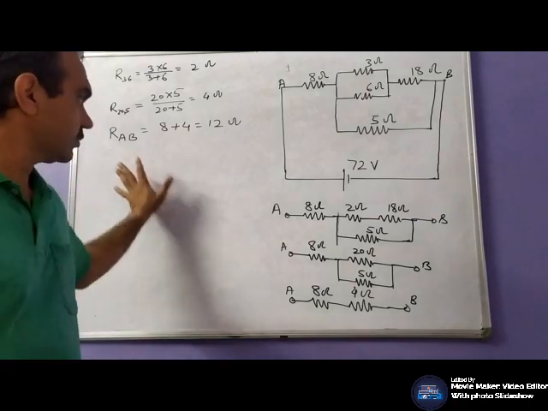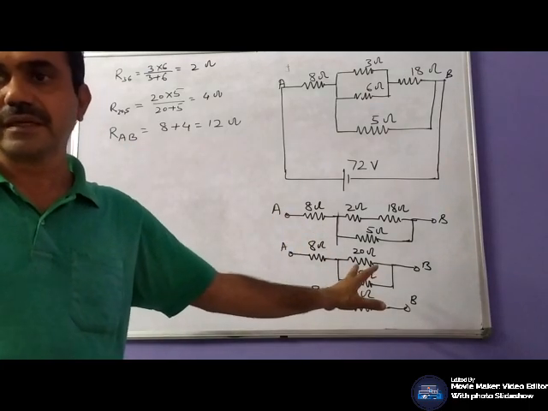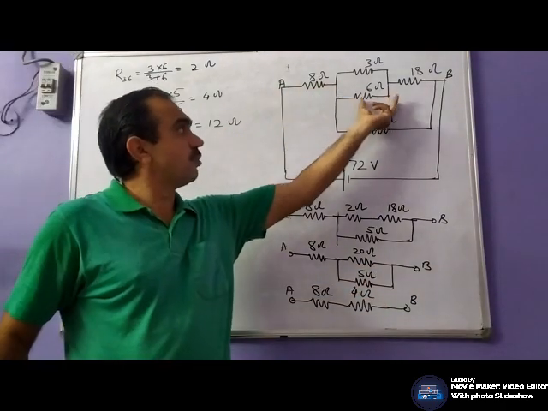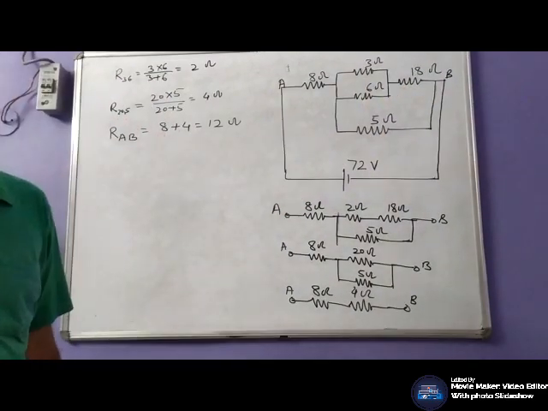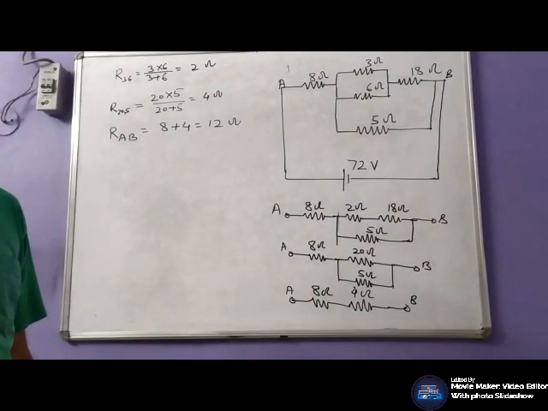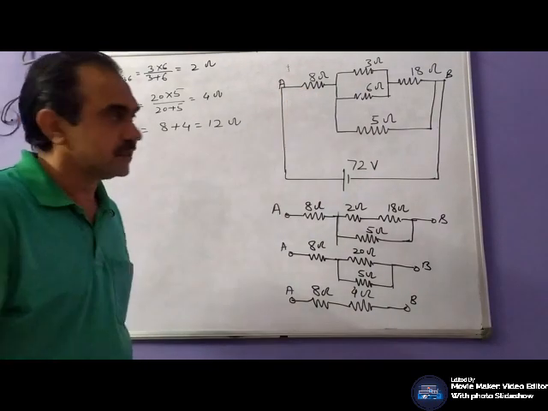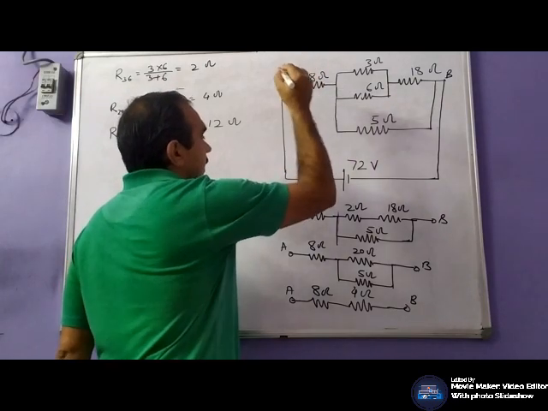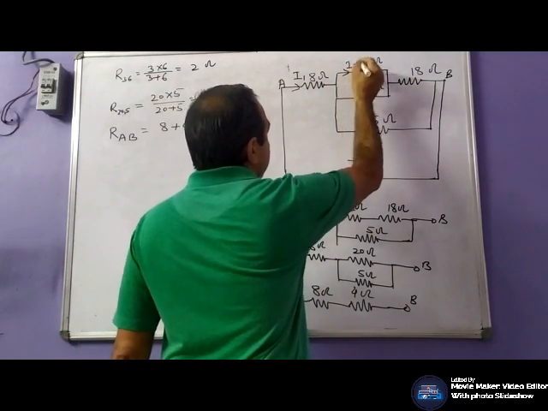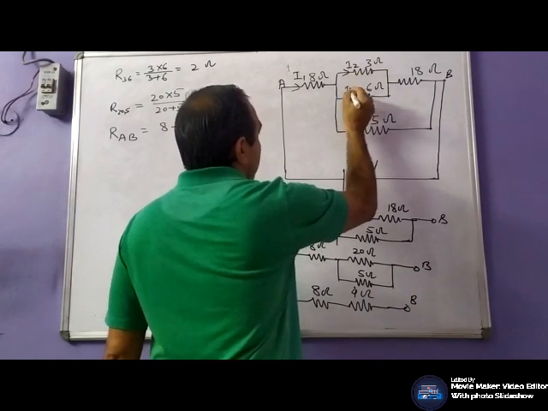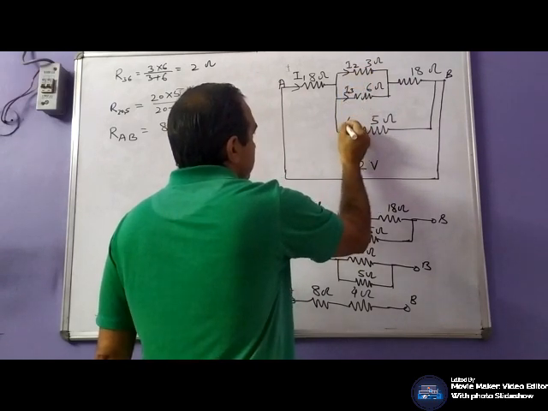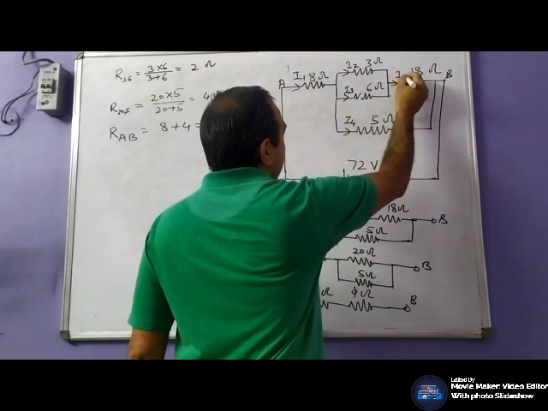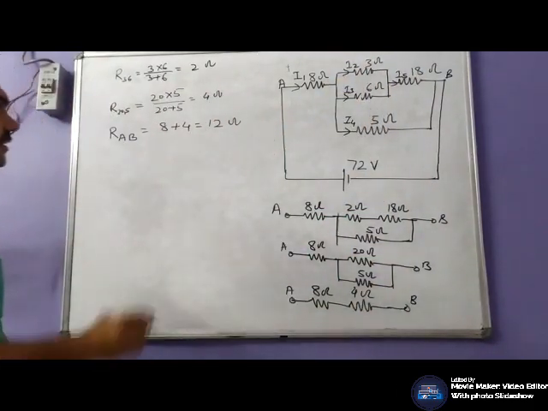Now you have found the equivalent resistance. Now come to the next step. What do we have to find out? The voltage drop across each resistance, and that you can find out by finding the current. So mark your currents I1, I2, I3, I4 and I.